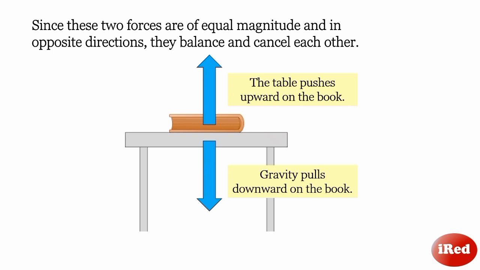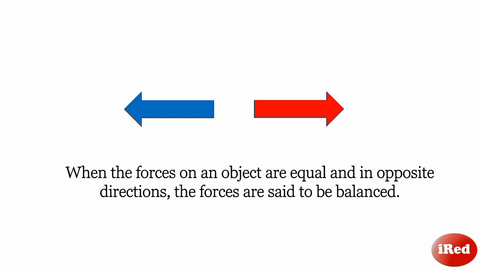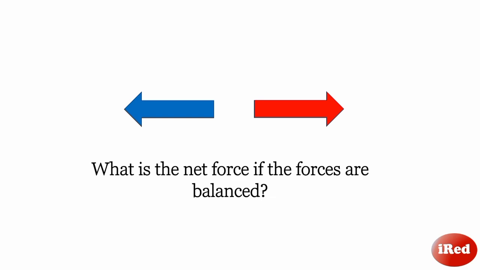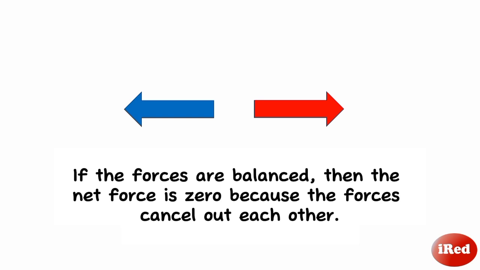Since these two forces are of equal magnitude and in opposite directions, they balance each other. And so the book does not move, or it stays at rest. When the forces on an object are equal and in opposite directions, the forces are said to be balanced. What is the net force if the forces are balanced? Net force is the sum of all forces acting on an object. So if the forces are balanced, then the net force is equal to 0 because the forces cancel out each other.